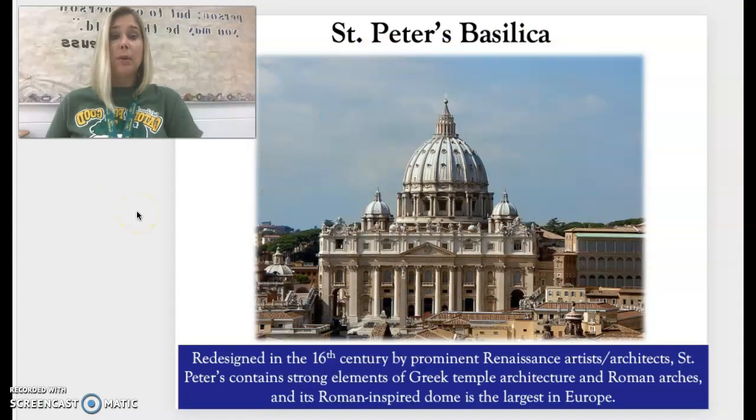And then my last example is the very famous St. Peter's Basilica. You can see here that it contains strong elements of Greek temple architecture, the Roman arches, the Roman-inspired dome, which ended up being the largest in Europe. Now, you don't have to write down these examples, but it makes it come to life when you see the examples of what was being built during the Renaissance time, and you can see all the influences of the Greek and the Roman styles of architecture.